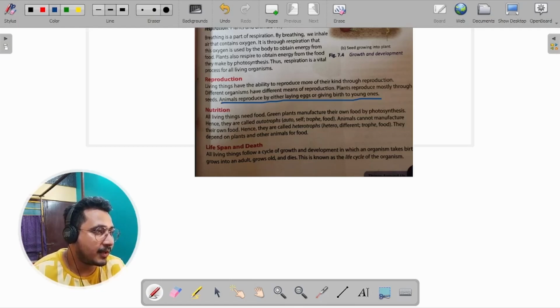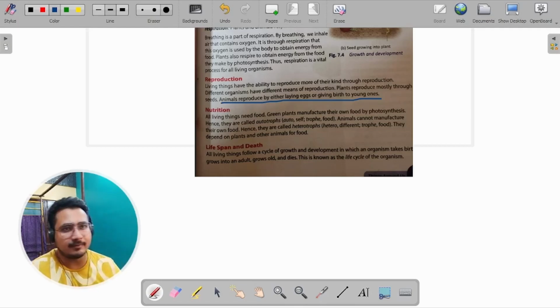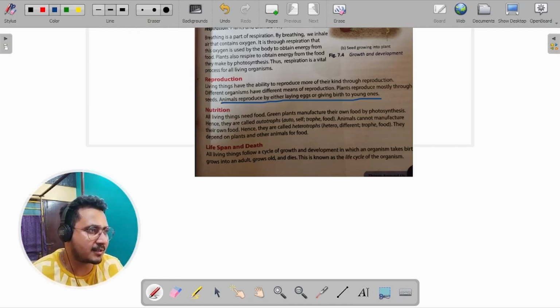Okay. Do you know there is a term for giving birth to young ones and laying eggs? The term is actually oviparous and viviparous. You don't need to remember that. Oviparous and viviparous. Vivi, V for victory. I don't need to remember that thing, I just gave you the terms.